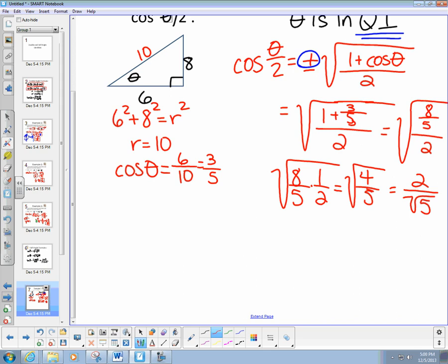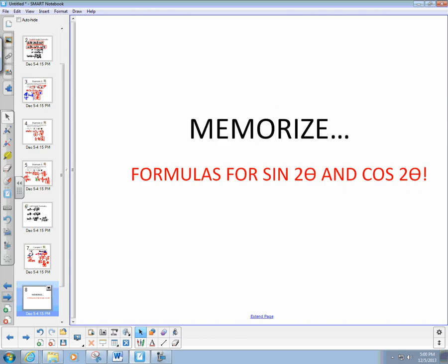But I could rationalize that, which means get rid of the square root in the denominator and have 2 square roots of 5 over 5. And remember, our answer was positive this time because we were in quadrant 1. If I had been in quadrant 2 or 3, my answer would have been negative because cosine is negative in quadrants 2 and 3. Okay, memorize your formulas for sine of 2 theta and cosine of 2 theta.